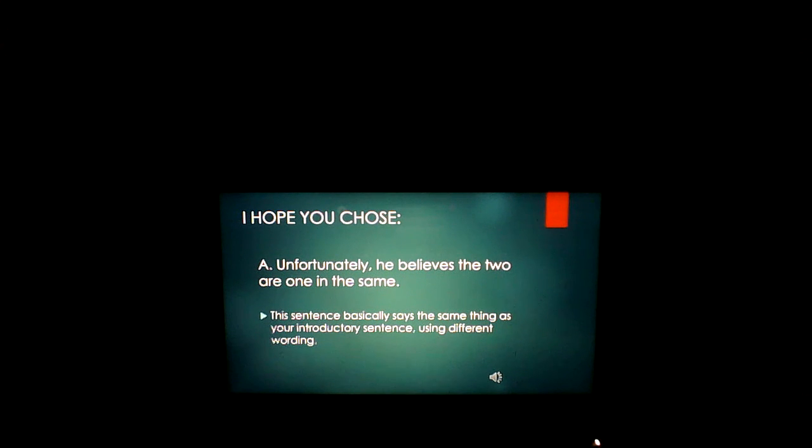I hope you chose A. Unfortunately, he believes the two are one and the same. This clearly says the exact same thing that the introductory sentence and opinion states, but it just uses different words. But it's that one last thing that reinforces what the author believes.